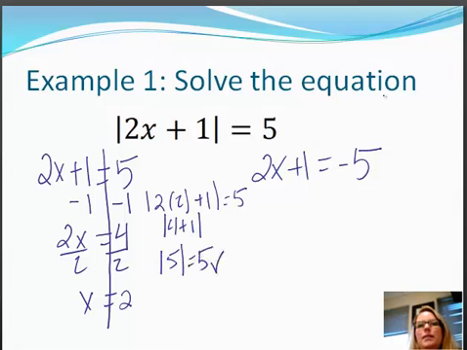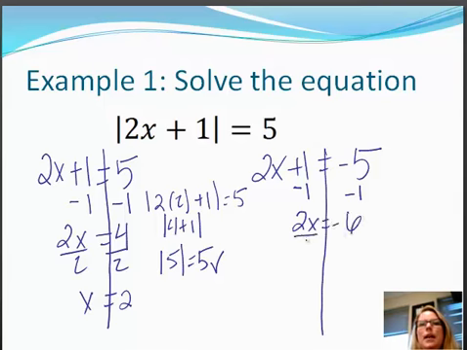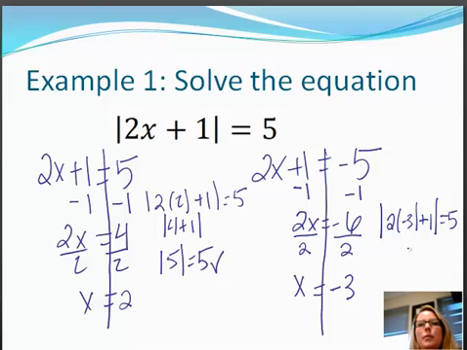Okay? Then we solve this one over here. So I'm going to subtract 1, so I get 2x is equal to negative 6, divide by 2, so I get x is equal to negative 3. Now I'm going to take that and plug it back into the original to see if it works. So I get absolute value of 2 times negative 3 plus 1 is equal to 5. Now don't forget that there were absolute value signs there. That's going to affect the answer.